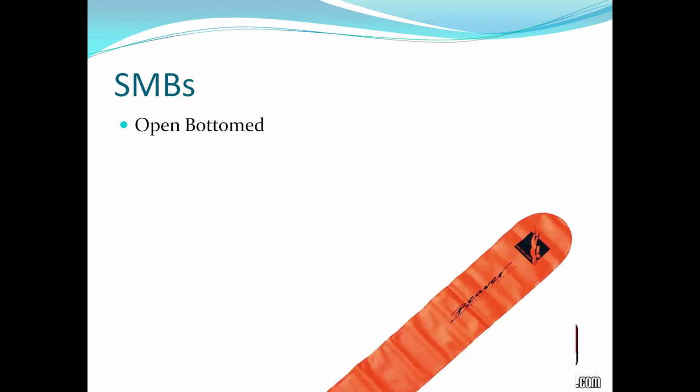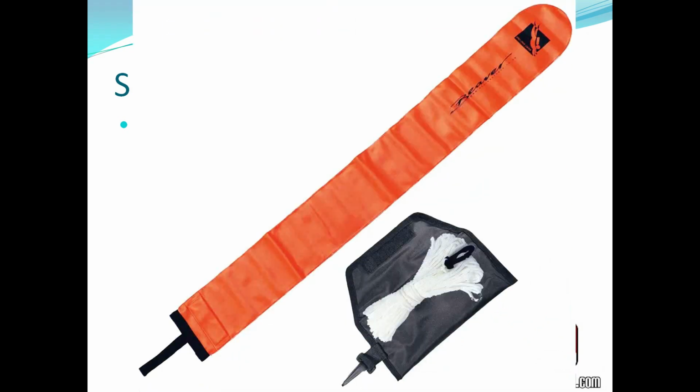Looking now at SMBs. There are various different types of SMBs. There's the open bottomed one, like this one here, where you just add air to the open bottom using exhaled air from your regulator or perhaps your alternate air source, and that will then inflate the bag, as long as the bottom is being held under the surface. As long as you make sure that the bottom stays below the surface, the bag will remain inflated. It can be quite difficult to keep these types of bag inflated in rough conditions. I don't really like this type of bag at all.